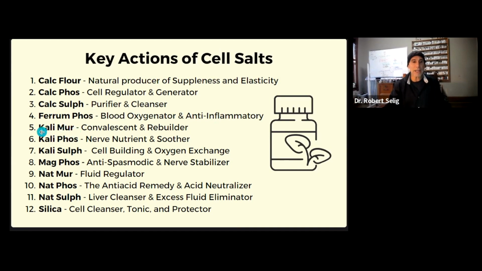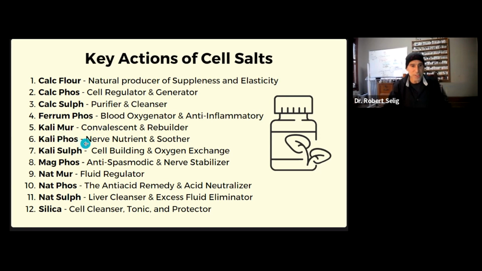Potassium chloride, Kali Mur, is the convalescent rebuilder. It's working a lot as a convalescent, when cells are dying off, they're producing a lot of mucus discharge. The Potassium Muriaticum helps to clear out that mucus. So it's great for after a fever, after a cold. We're going to have a lot of cell death. This is going to help clear it out so we can heal quicker.